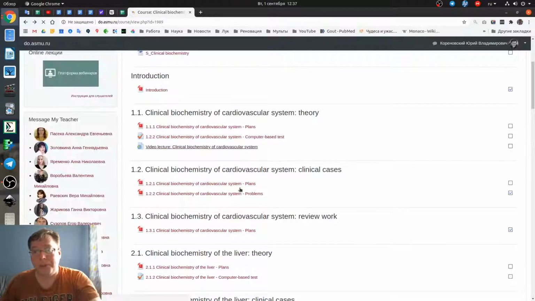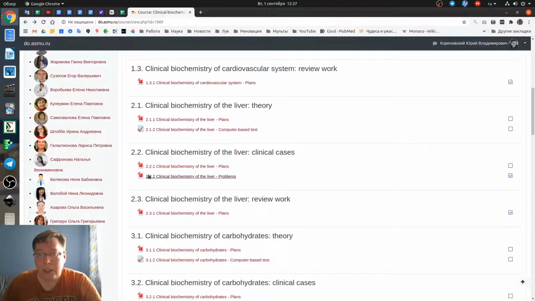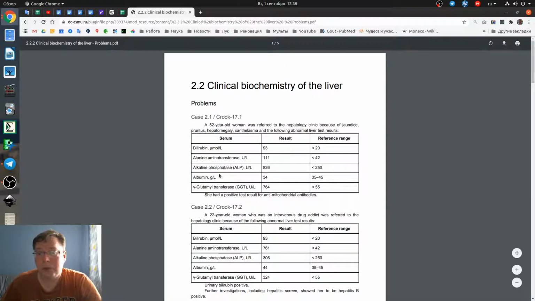So this part contains problems. This file contains clinical biochemistry, cardiovascular system problems related with this system. The next one, clinical biochemistry of liver, contains problems which are related with diseases of liver. I will show you this one. So clinical case, number, a source where we took this clinical case.